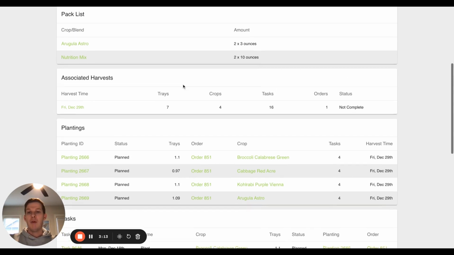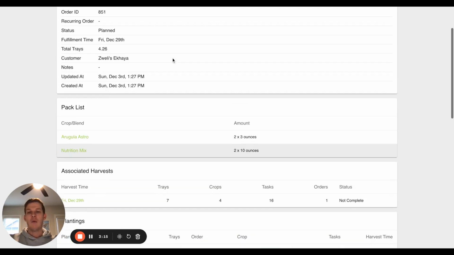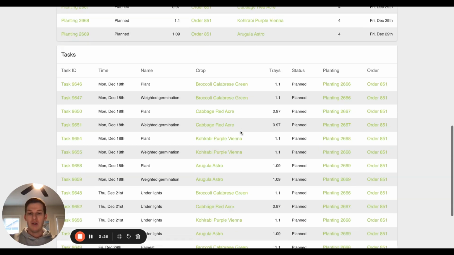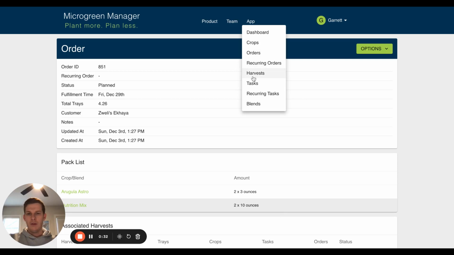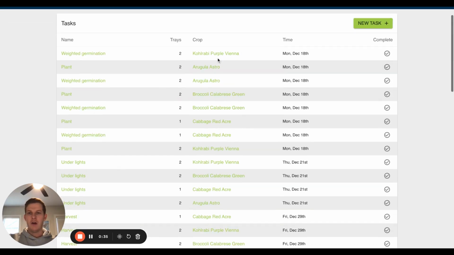And the reason we did it both ways is that as the user, we want you to understand what is going on in the background, that you only need, from a volume perspective, a certain number of trays. But from a practical perspective, when you go to your tasks page, we'll see that all of those fractional trays are now rounded up to the next whole number.